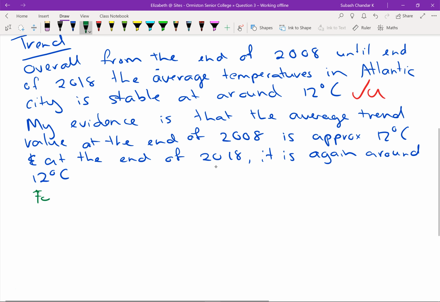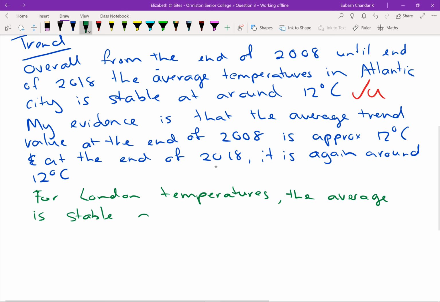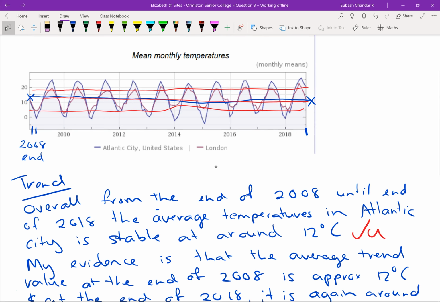for London temperatures, the average is stable at around, I need to figure out what that number is. Is it going to be about the same, slightly higher, slightly lower? Maybe slightly lower, I think. It's hard to tell. It's very hard to tell. I'm gonna put down 11 degrees.